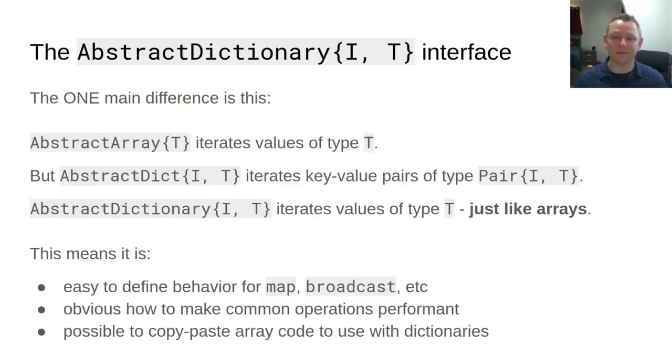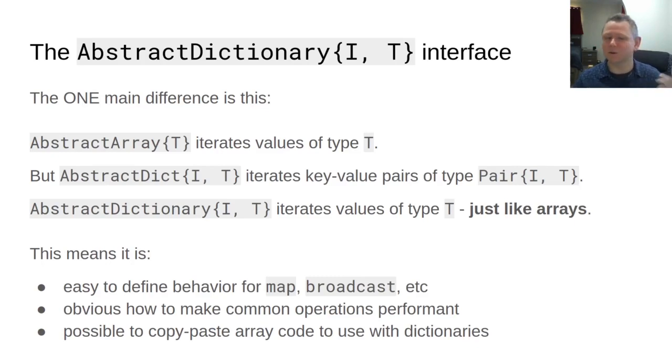So let's look at how this is implemented. How does it all work? Okay, so the one big super type here is abstract dictionary. It has a type of key I and a value type T. And the main difference that you'll see between abstract dictionary and abstract dict is this. Okay, we know that abstract arrays iterate values of type T, but abstract dicts iterate key value pairs of type pair IT. So abstract dictionary will just iterate values of type T like arrays.